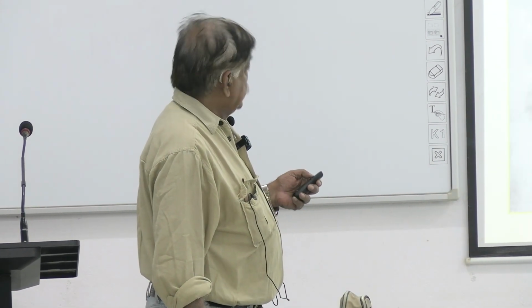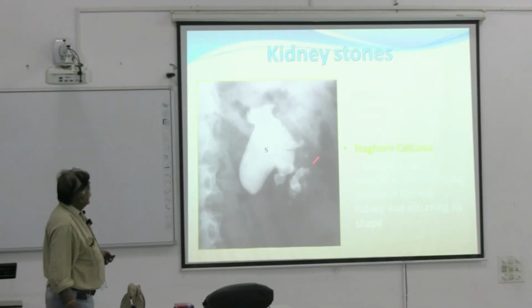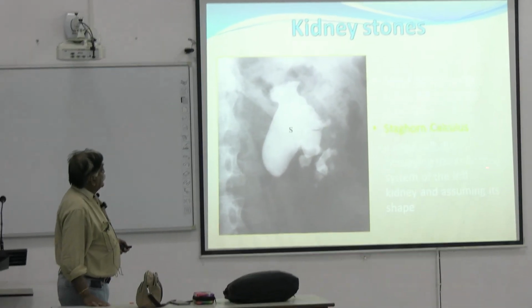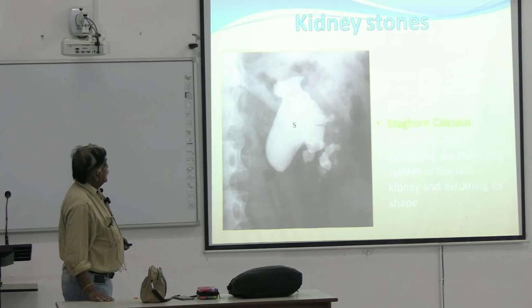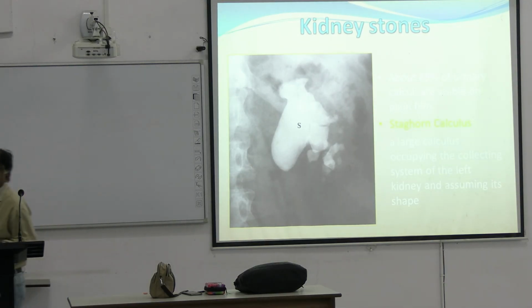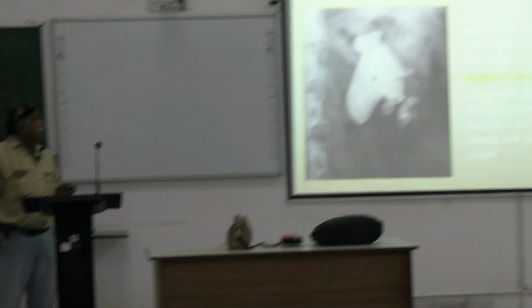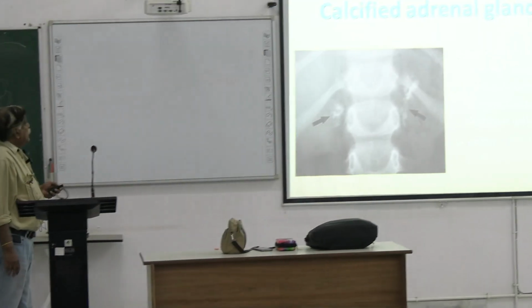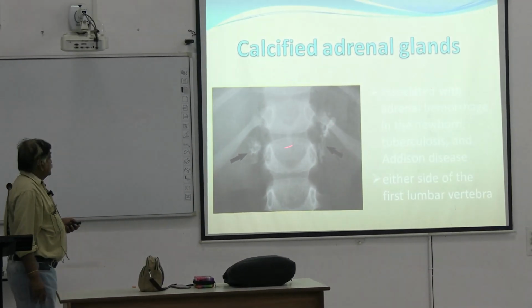Now kidney stones. This is a Staghorn stone, the large calculus occupying the collecting system of the left kidney and assuming its shape. Staghorn calculus. About 85% of urinary calculi are visible on the plain film. So 80% are visible on the plain KUB X-ray. You don't go for a CT, don't go for an MRI. You have to know when to prescribe, what to prescribe for radio diagnosis. Next. Now, calcified adrenal glands. These are the calcified adrenal glands.